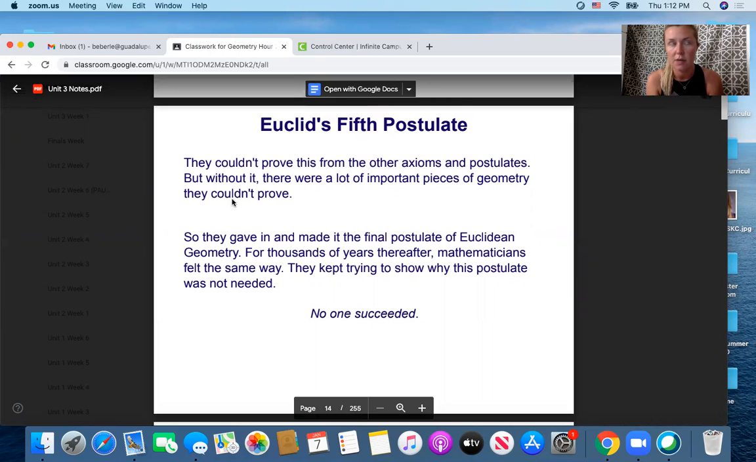No one succeeded. So if you think about something that you've probably been trying to prove for years, you're a little passionate about it. Maybe you've been trying to figure out how to ride a bike or to swim or how to cook or something like that. Anything that you work on for a long time, you're passionate about. So with this being the case with mathematicians, they were super passionate about figuring out how to solve for this and determining what the postulate was because they'd been working on it for years.